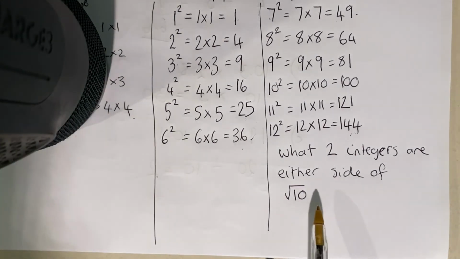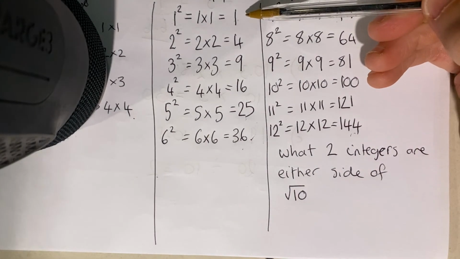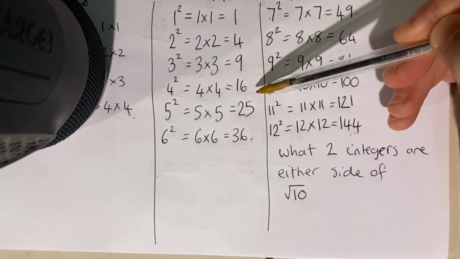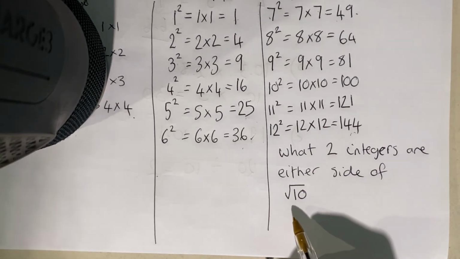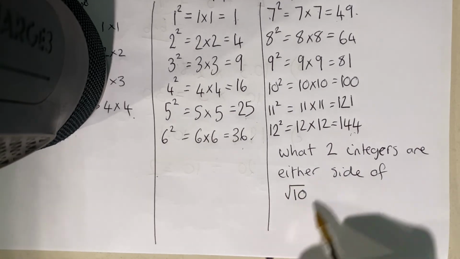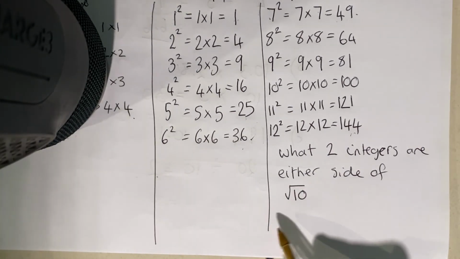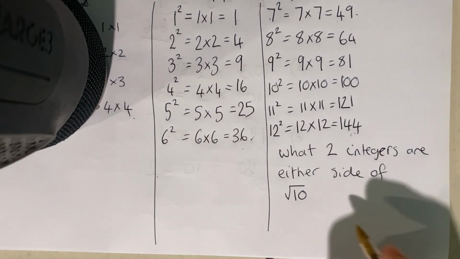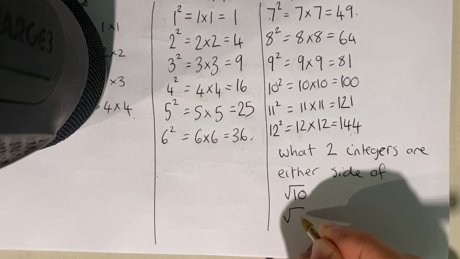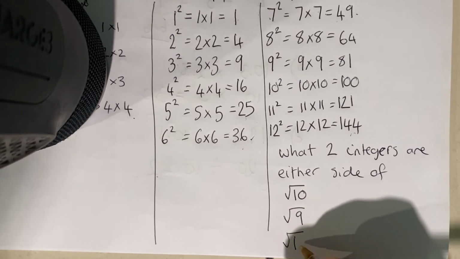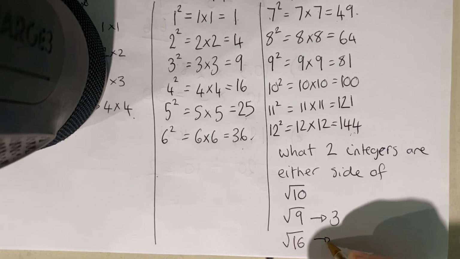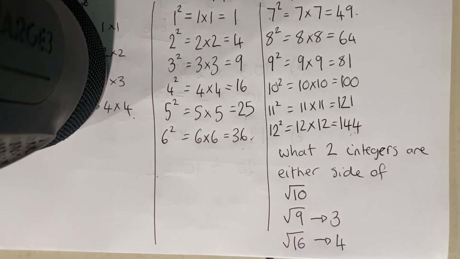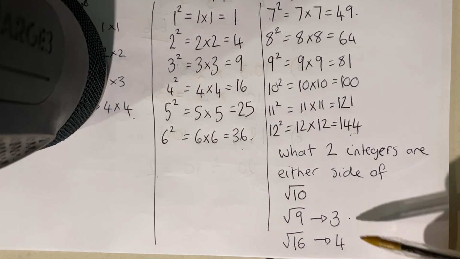If I look down here, I'm looking at the square numbers. We've got 1, we've got 4, we've got 9, we've got 16. 10 isn't a square number, so it doesn't technically have a whole square root. There's no nice number that multiplies by itself to make 10. But what we do know is we've got the square root of 9 and the square root of 16. The square root of 9 is 3 and the square root of 16 is 4. So the two integers either side of the square root of 10 are 3 and 4.